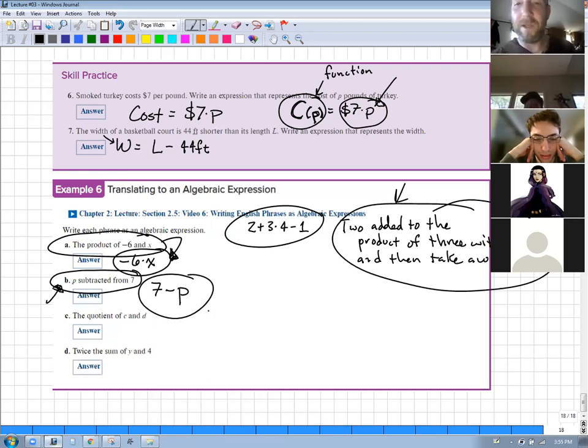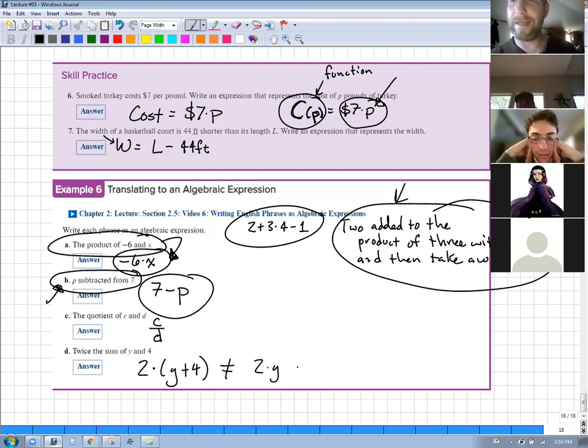Okay. The quotient of C and D, the quotient just means the fraction. And the one that comes first, they want on top. Twice the sum of y and 4. We have to put the parentheses because we're adding these numbers first and then doubling. Okay, that's what we want. It is not twice y and then add 4.